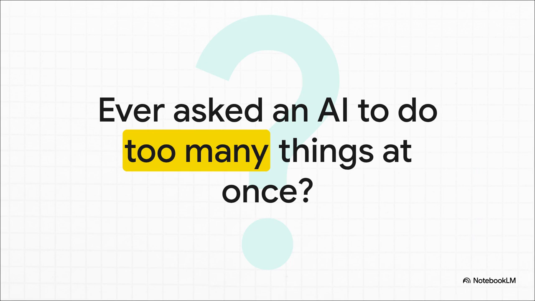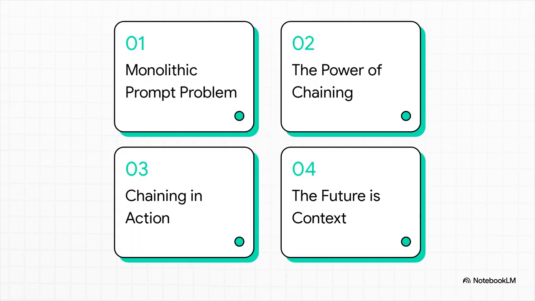We've all been there. You craft this long, super detailed request. You hit send, and the AI just ignores half of what you said. Or it gets totally lost somewhere in the middle. It's a super common frustration, and it really shows you the limits of just asking for one giant thing all at once. So here's the plan for today.